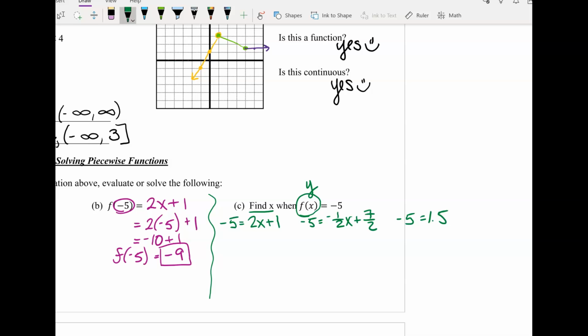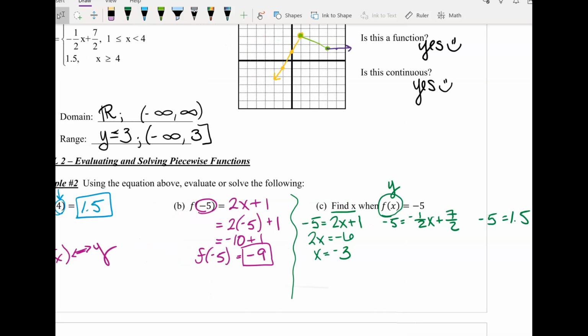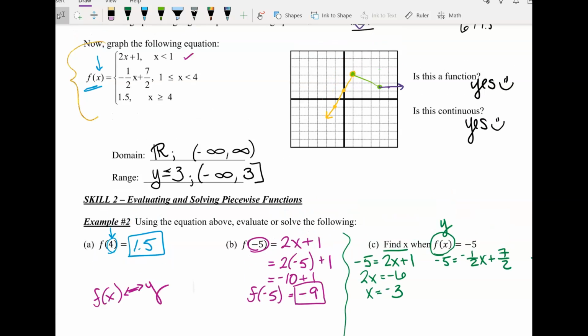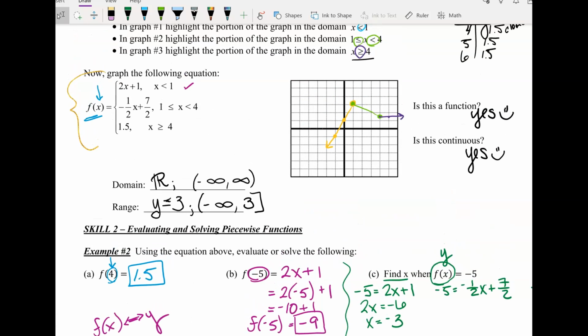Okay, so going back to the first one, I'm going to subtract 1. So I get 2x is equal to negative 6, divided by 3, x is equal to negative 3. Okay, so step 1, set every piece of this equation equal to the given y value. Step 2, solve for x. Step 3, go back to the given equation and see if that x value exists within the restricted domain. If you need to pause the video or rewind it to hear those 3 again, please do.